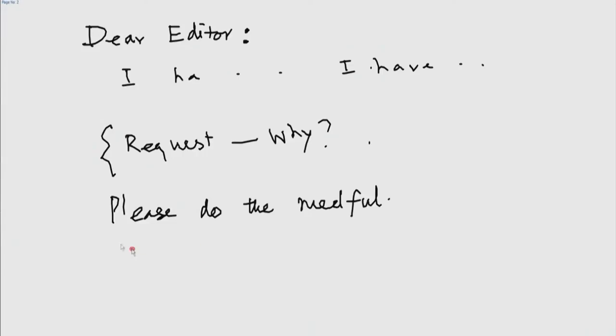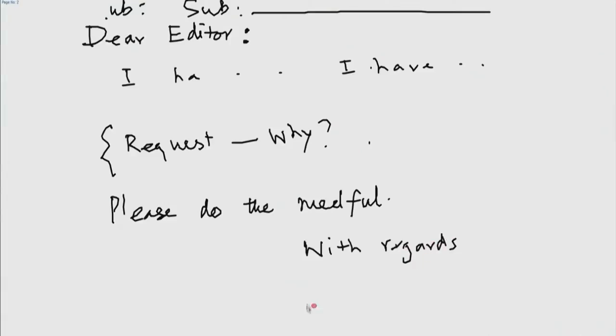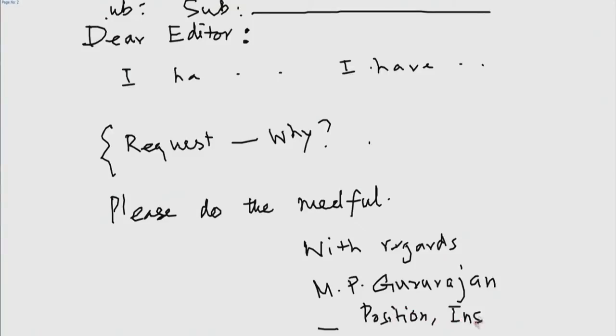I also found that there was no signing off, with regards or something, and then the full name of the author should have been there. And most importantly, there should have been a subject line, which was missing. The subject should be one line and it should have all the information that you are trying to communicate, so that the editor can take a look at the email. Below the full name you should have complete affiliation information: what is your position, what is your institute, and all such information, because this is still a formal letter. Okay, thank you very much.